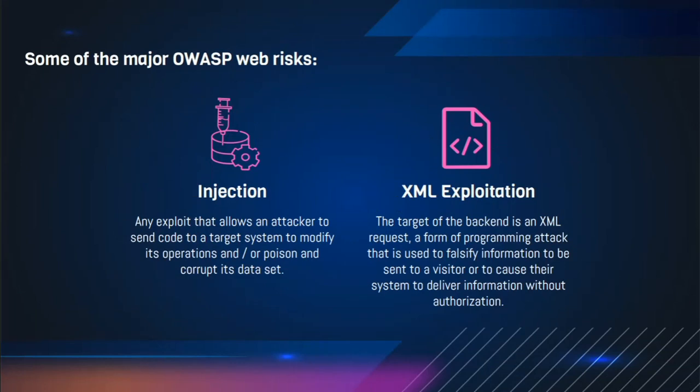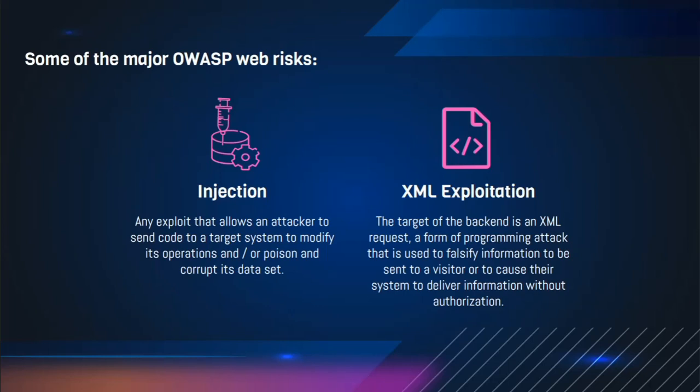So now we have some of the major web risks that are disclosed. First, injection is any exploit that allows an attacker to send code to a target system to modify its operation and/or poison its data. There is a wide range of possible injection attacks. Some examples are SQL injection, LDAP, XML injection, command injection, code injection, and file injection. Now we have XML explosion.